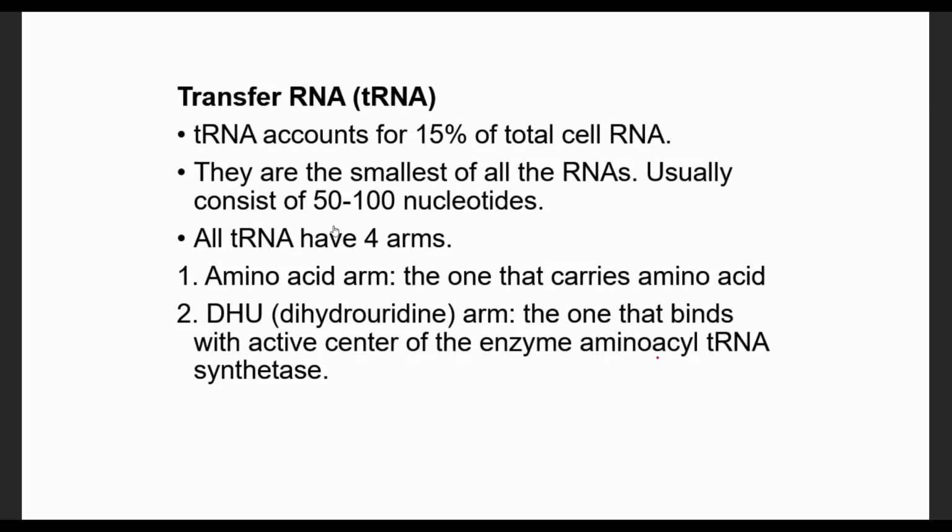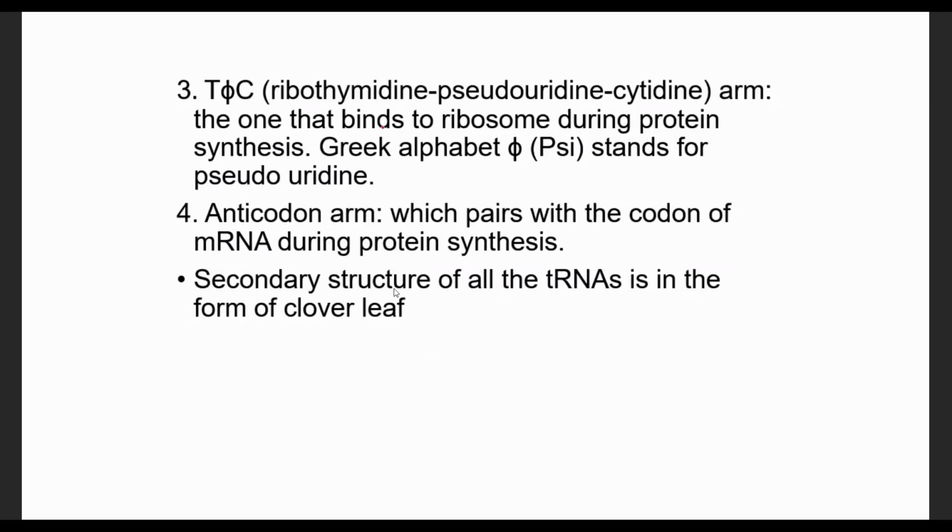The third arm is the TΨC arm. This one is TΨC, that is, thymine and pseudouridine. This one is pseudouridine and cytidine. They are found on the third arm.